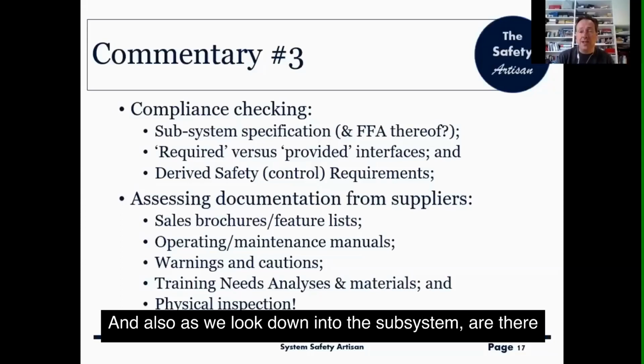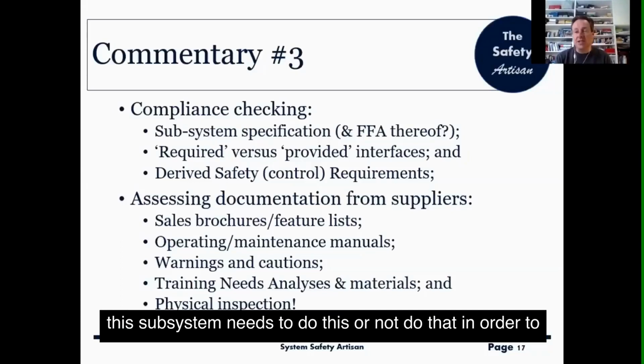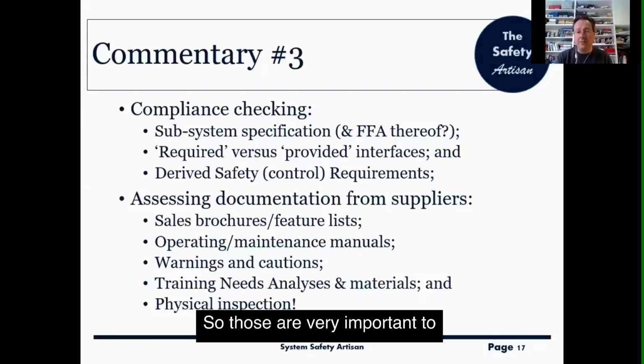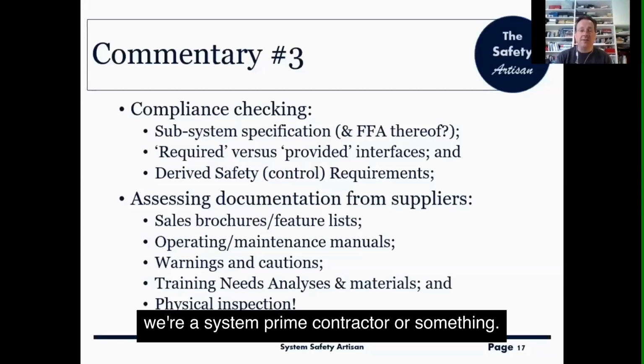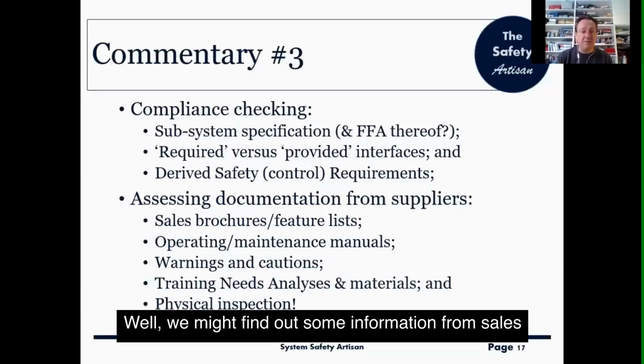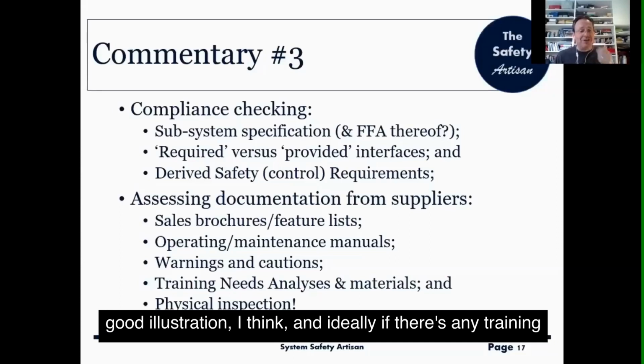And also, as we look down into the subsystem, are there any derived safety requirements from above that says this subsystem needs to do this or not do that in order to manage a hazard? So those are very important to identify. Again, if it's not been done. So going the other way, if we are a higher level authority, a system prime contractor or something, well, we might find out some information from sales brochures or feature lists. Sorry about that, slightly fatuous example, but a very good illustration, I think.